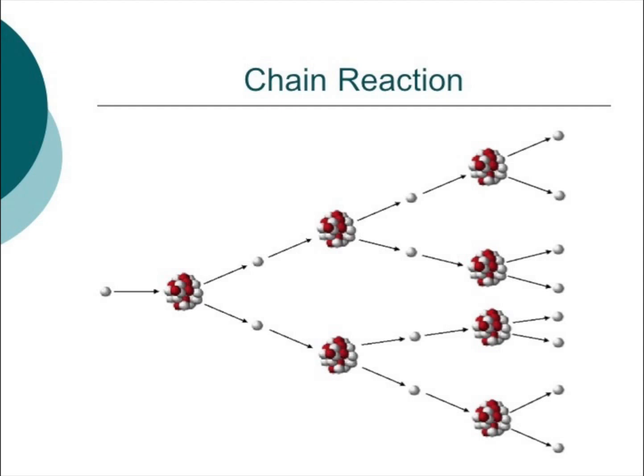Those neutrons then go on to hit other nuclei, which causes them to fission, and so this becomes a runaway chain reaction. In a bomb, it's a runaway chain reaction. In a nuclear reactor, it's a controlled chain reaction. But the main point of this slide is a chain reaction.